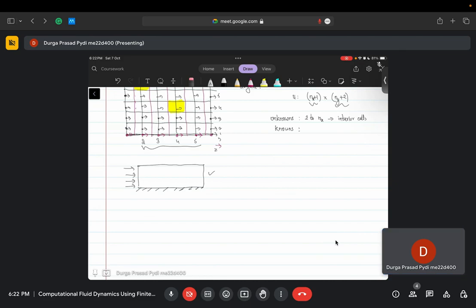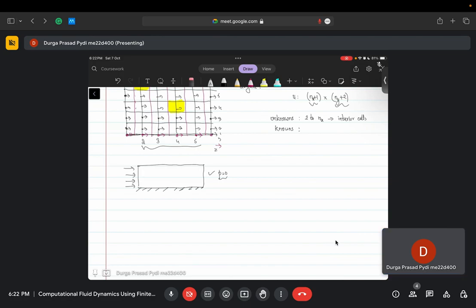Outlet. Pressure will be kept to 0. P equals 0, so you will essentially keep it at some reference pressure. That will be your reference pressure. Yes, sir.